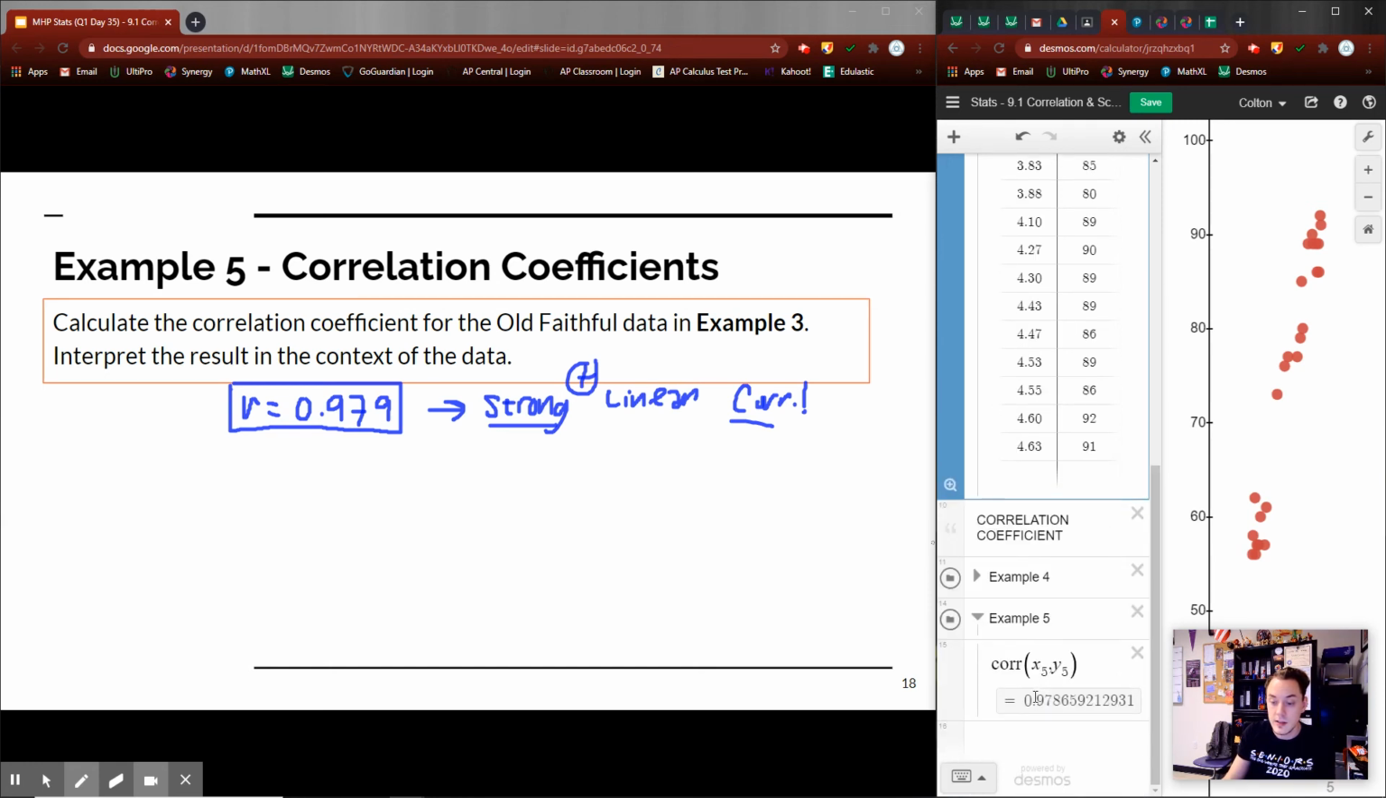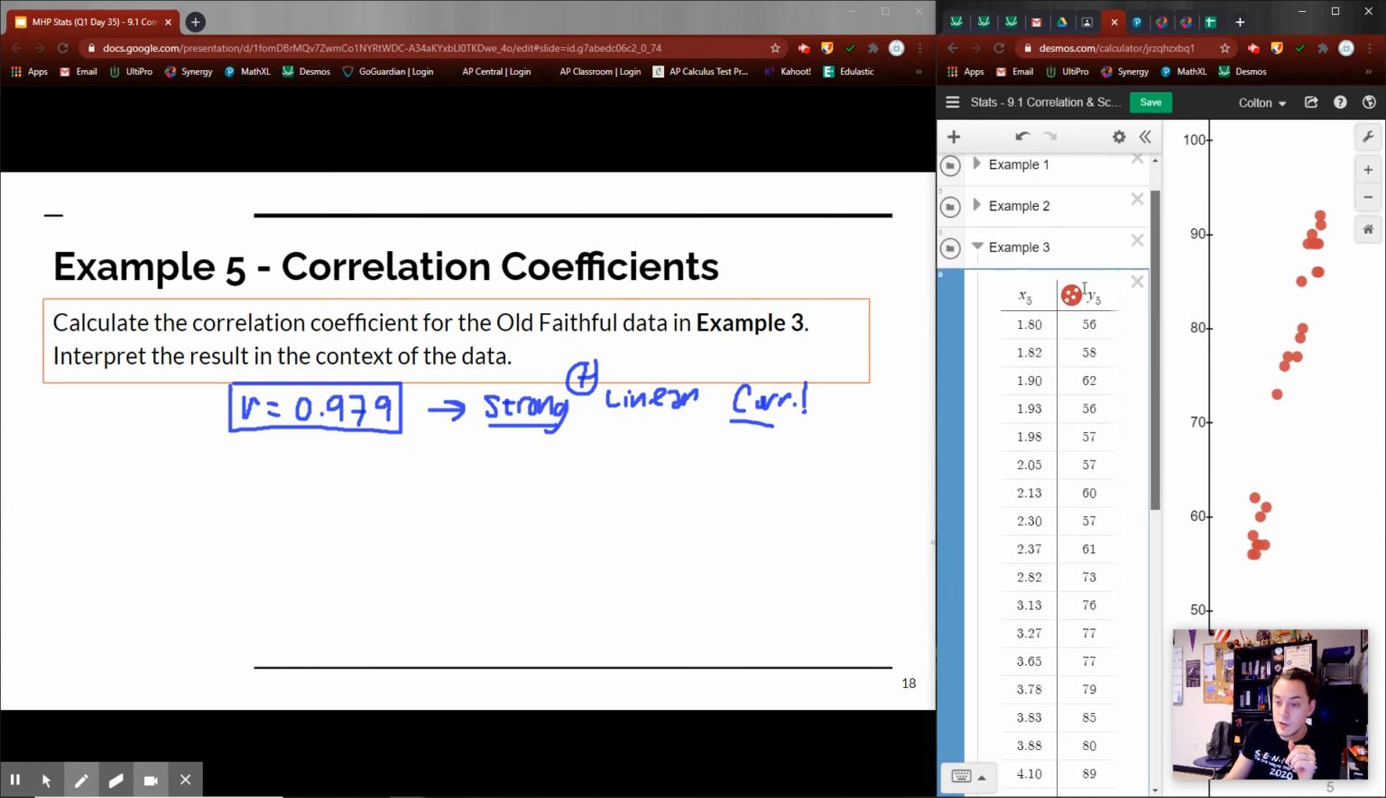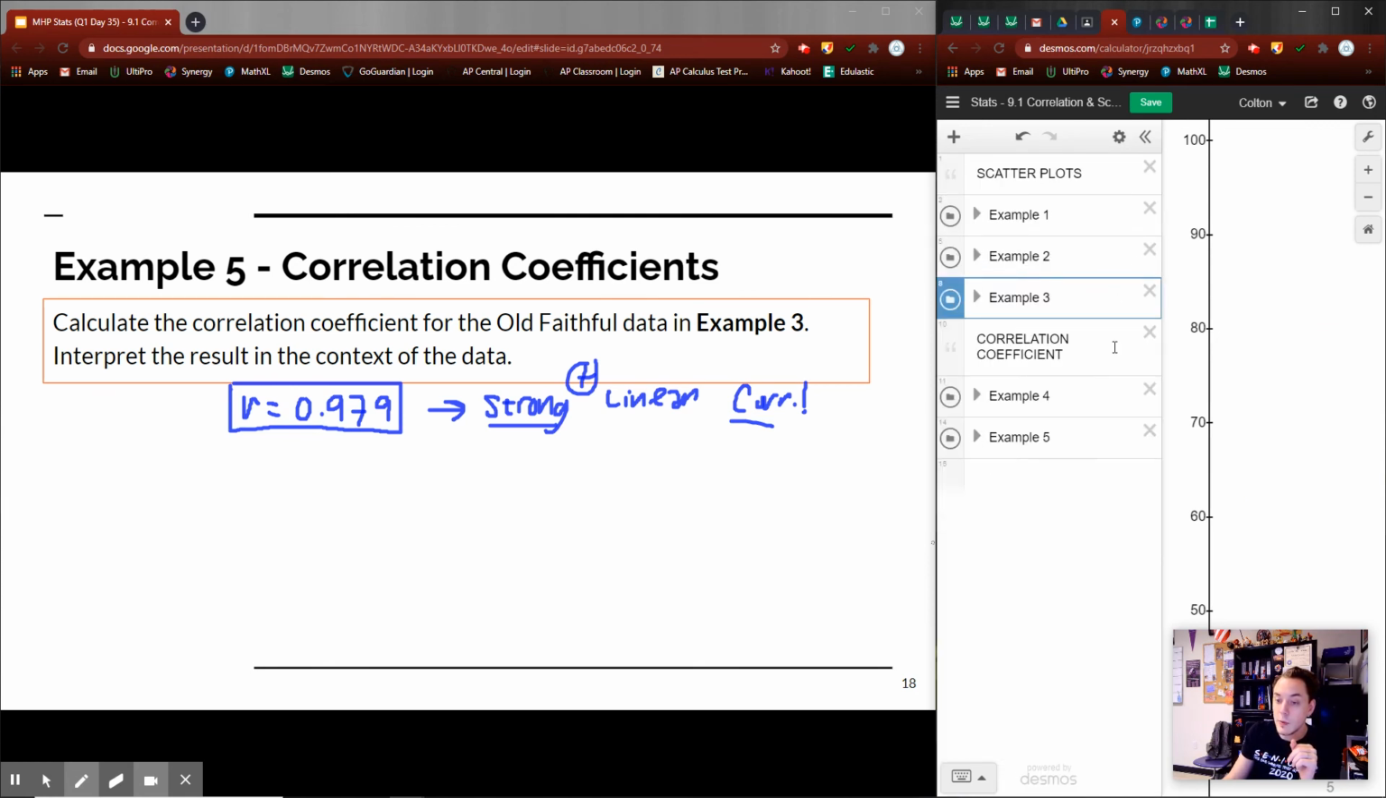See this? Extremely close to 1 right here. Okay? Sweet. So that is how you do the correlation coefficient. Let's go through our last thing, something that we actually don't need Desmos for, unfortunately. We're done with the Desmos link. By all means, if you want to use this Desmos link, do so.